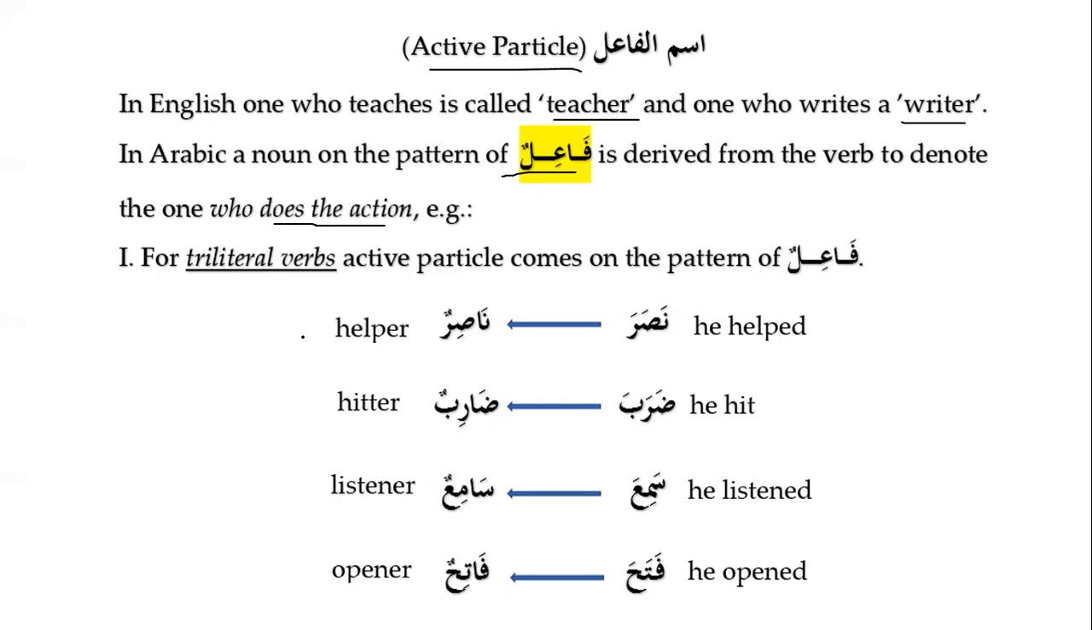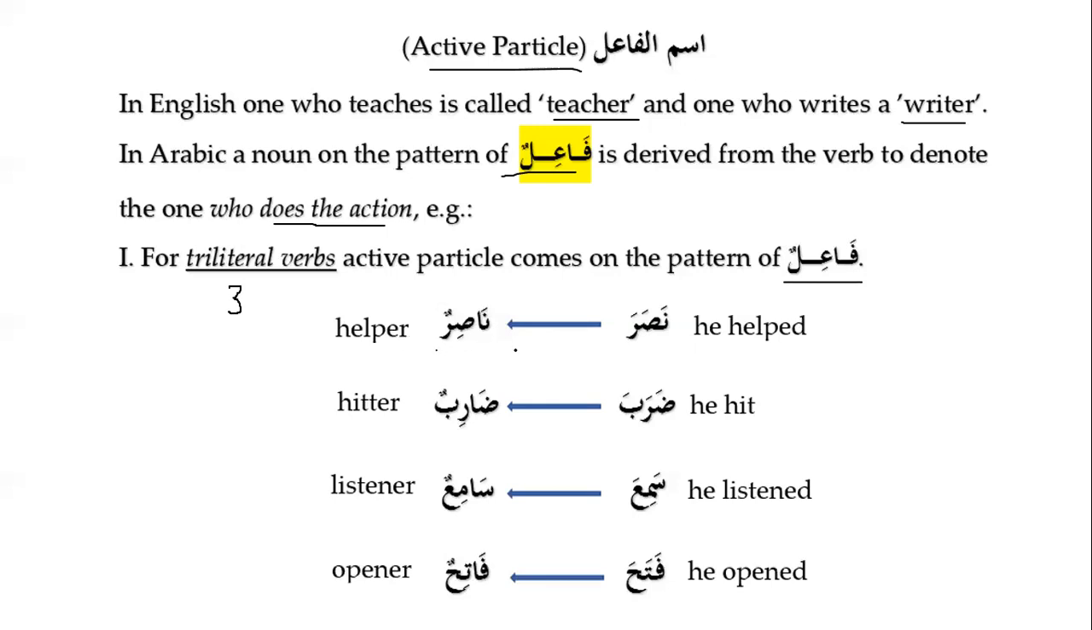And when we talk about the verbs that have 3 root letters, like triliteral verbs, the active participle comes on the pattern of fa'ilun. So which types of verbs? The verbs that have 3 root letters, like nasara, daraba, qatala, sami'a, qara'a. So for the verbs that have 3 root letters, the doer will come on the pattern of fa'ilun. For example, nasara, he helped, and nasirun is the one who helps, a helper.